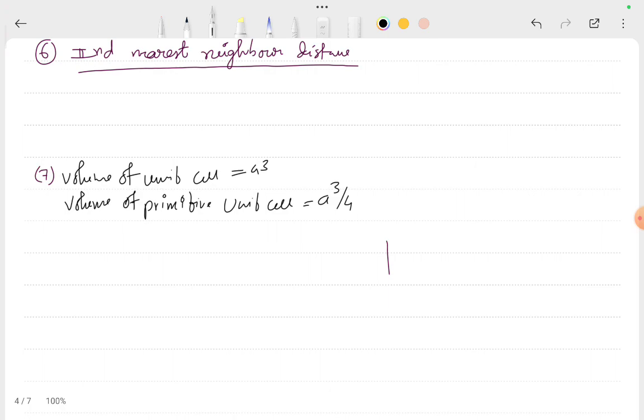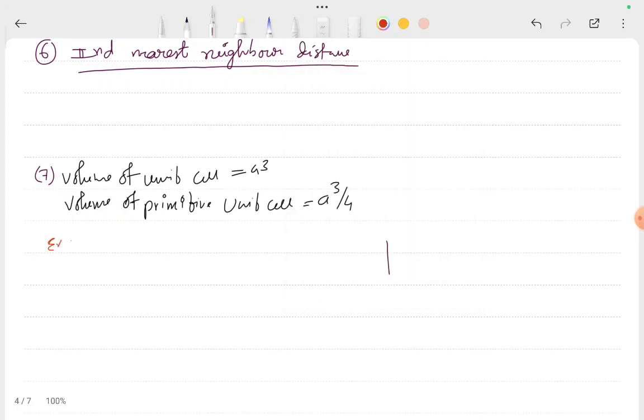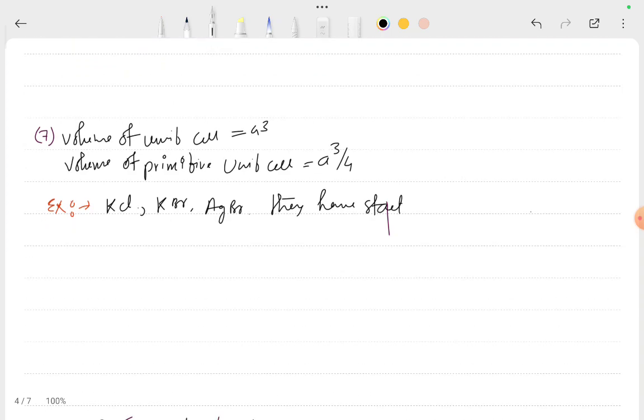So let's have some examples of NaCl structures. Let's have the same type of structures, that is KCl, KBr and AgBr. They have structures like NaCl.